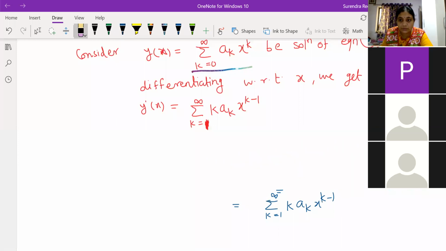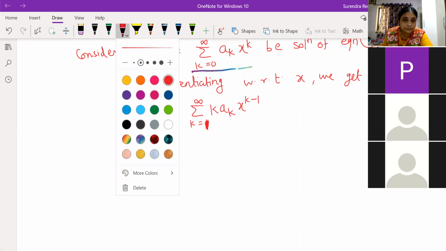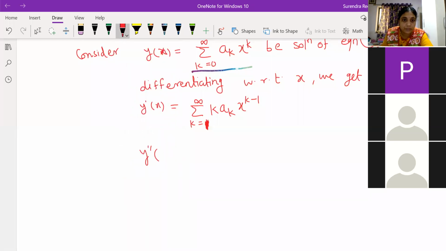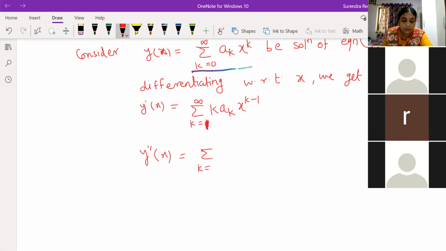So what is the double derivative now? Second order derivative. Again differentiate with respect to x. What will I get? y double dash of x is equal to summation k equals 2 to infinity, k square minus k, a_k, x raised to k minus 2.